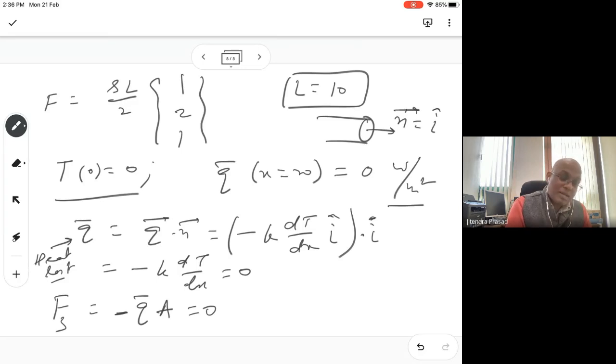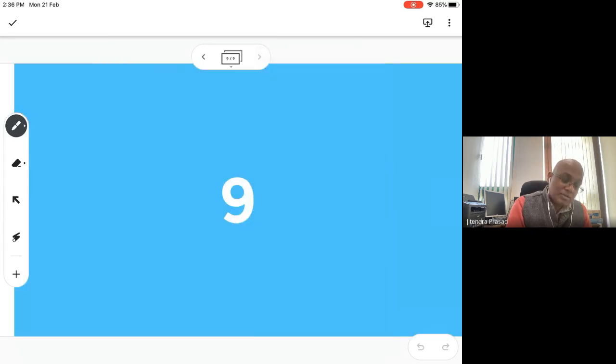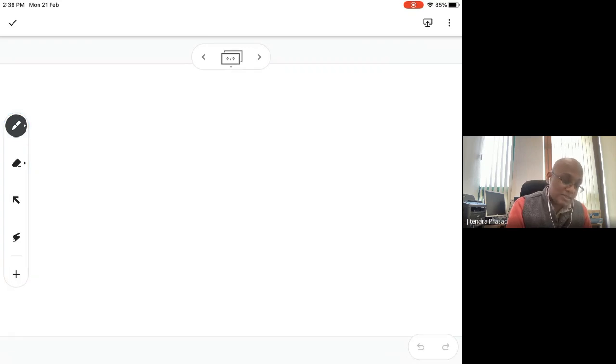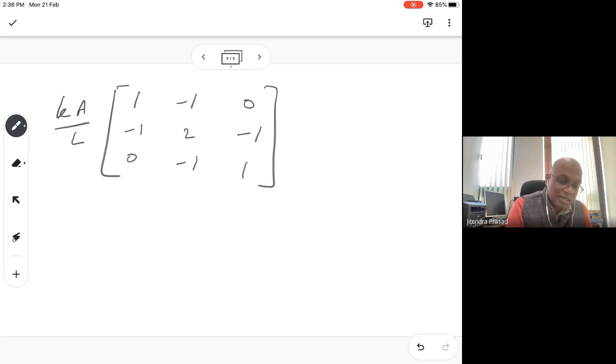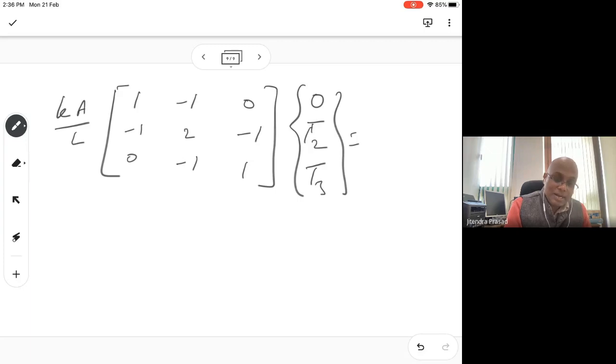Okay, now the final, what do we get? We get this: Ka over L, and then we have 1, minus 1, 0, minus 1, 2, minus 1, 0, minus 1, 1. We get that. And then we have T1, which is 0, then T2, then T3, is equal to, right? And then we have SL over 2.